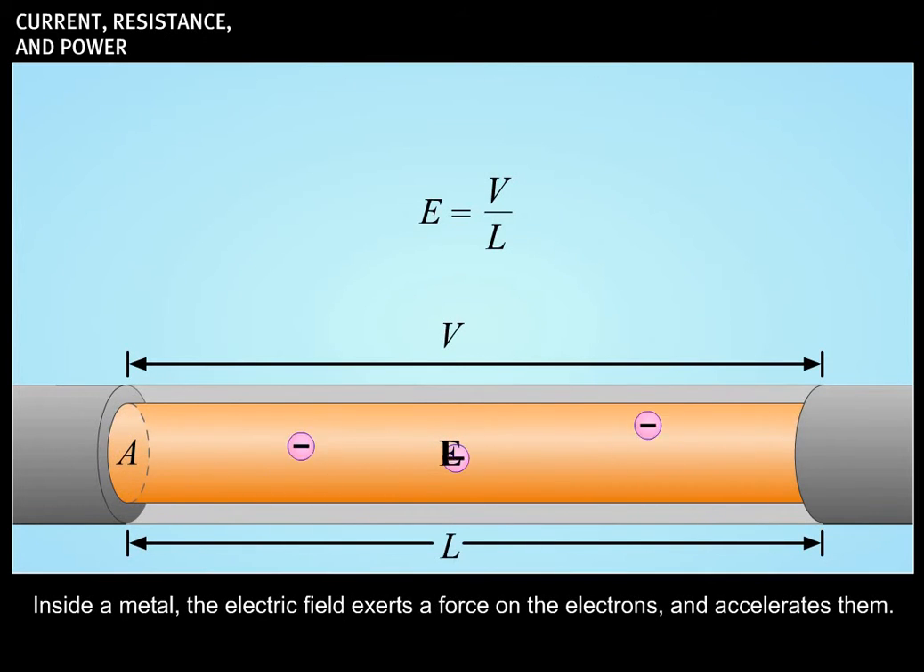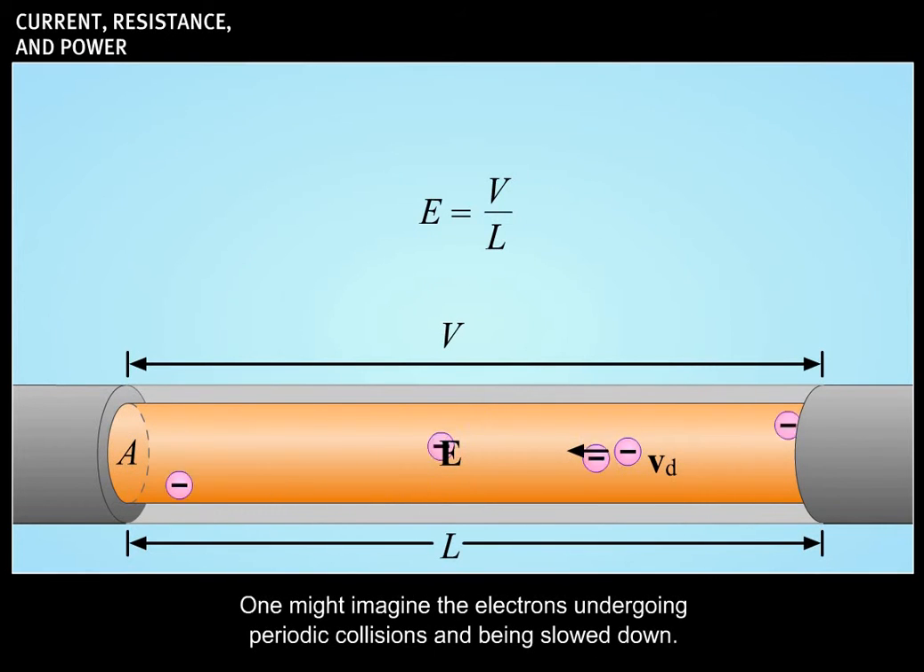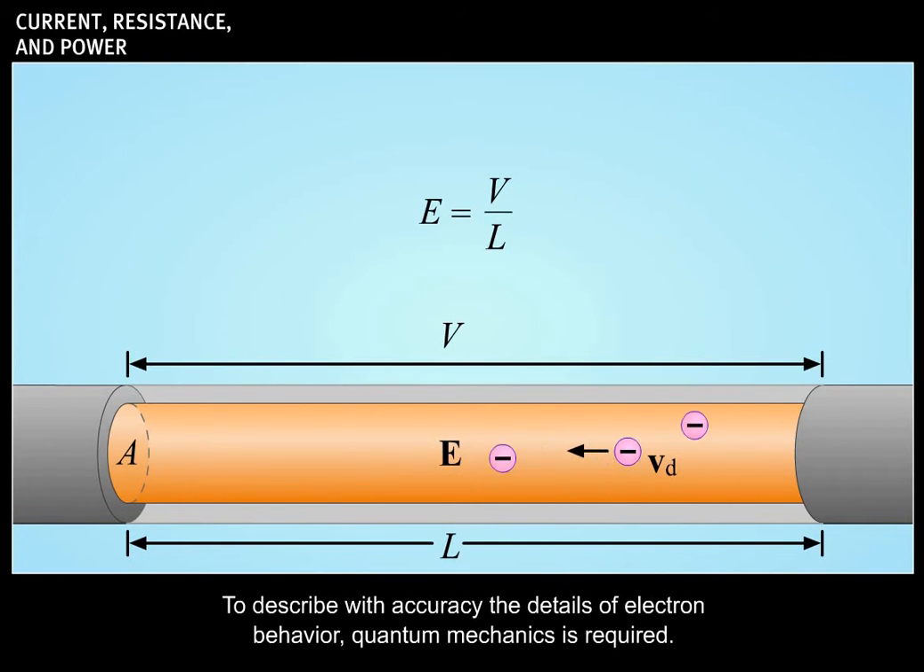Inside a metal, the electric field exerts a force on the electrons and accelerates them. Because they are slowed by interactions with the metal, as a whole they do not continue to accelerate, but instead, on average, the electrons move at a steady rate of v sub d. One might imagine the electrons undergoing periodic collisions and being slowed down. Further, the electrons have thermal motion, which we have not shown here, but which is much faster than their drift speed. To describe with accuracy the details of electron behavior, quantum mechanics is required.